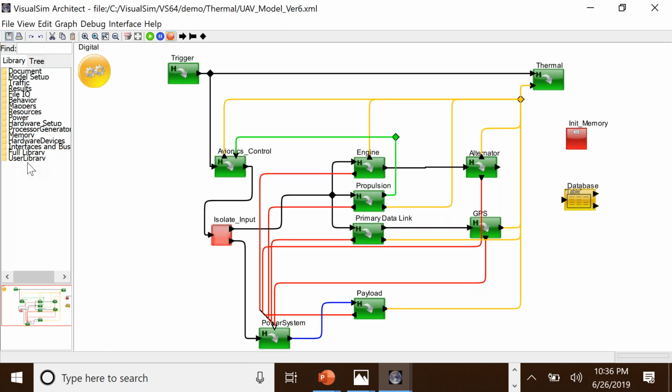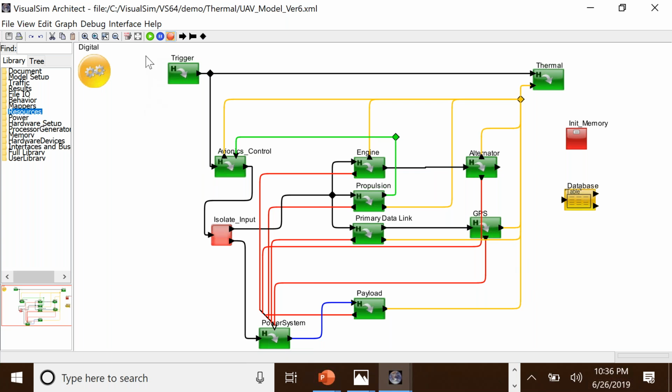You have a series of libraries on the left-hand side. You drag components out of the libraries to describe your behavior, your resources, power, traffic, use cases. And then you get a model that looks like this. If you notice here, this is a trigger, which is the use case. And these are all the subsystems, the avionics, engine, propulsion, payload, power systems, all the different subsystems right over here.